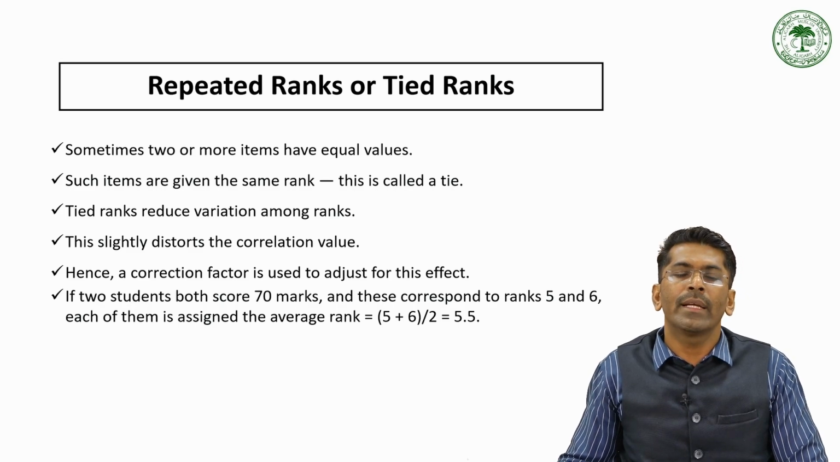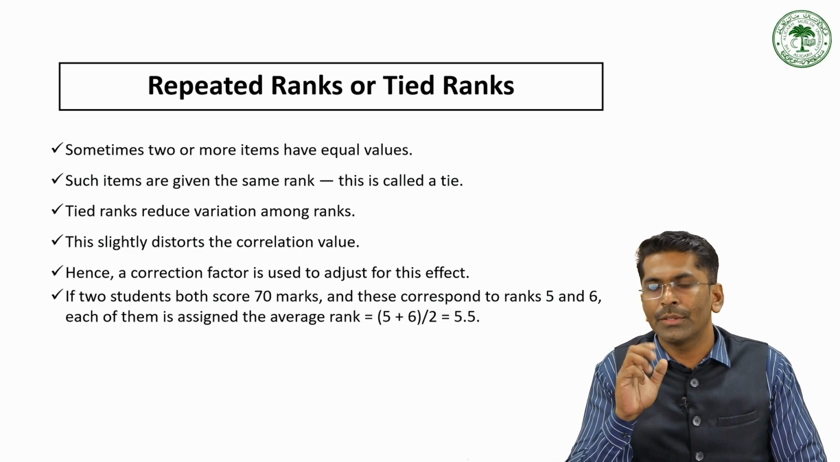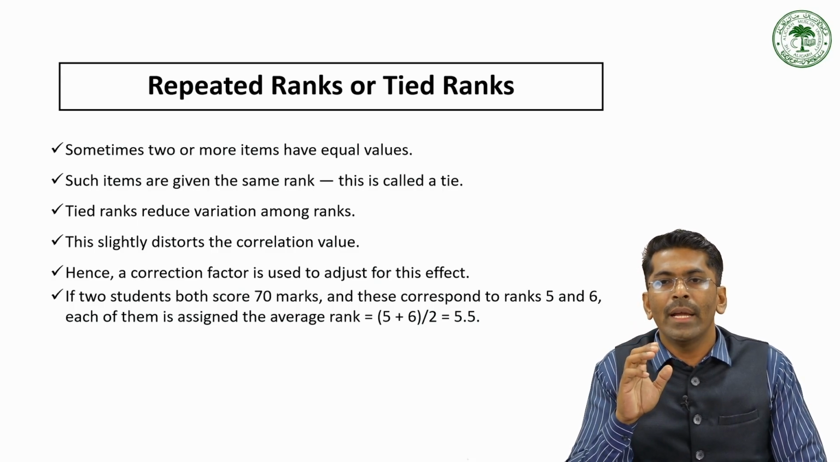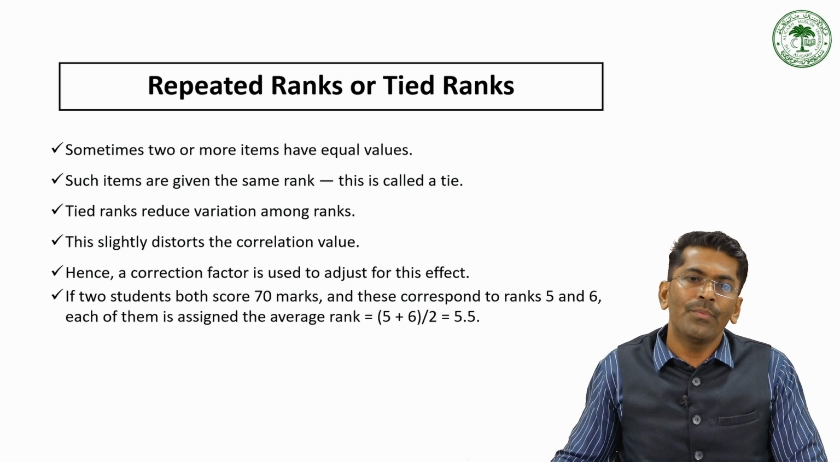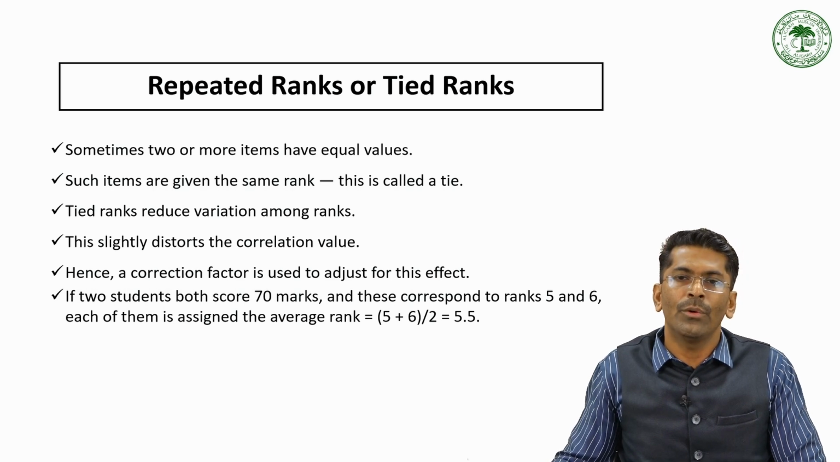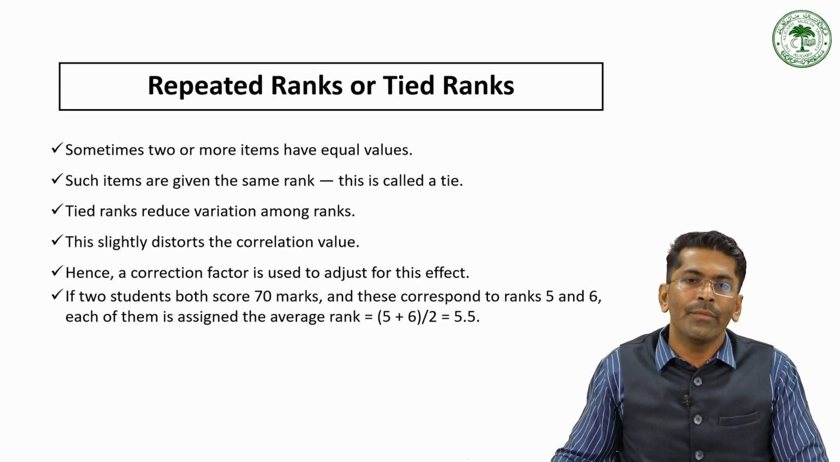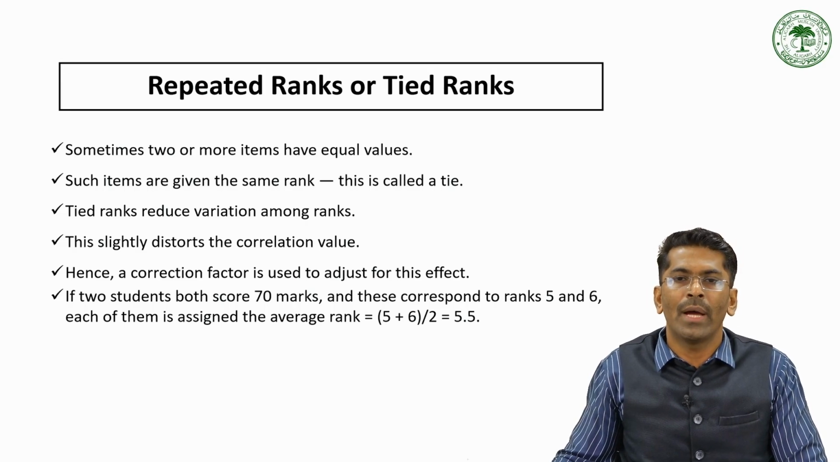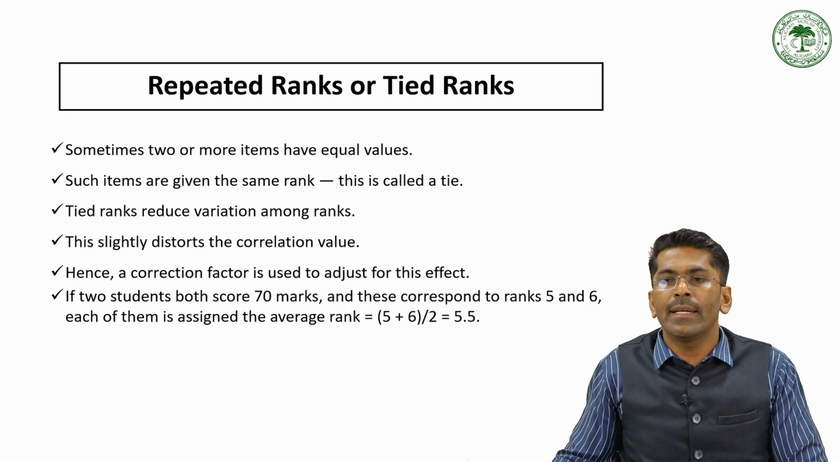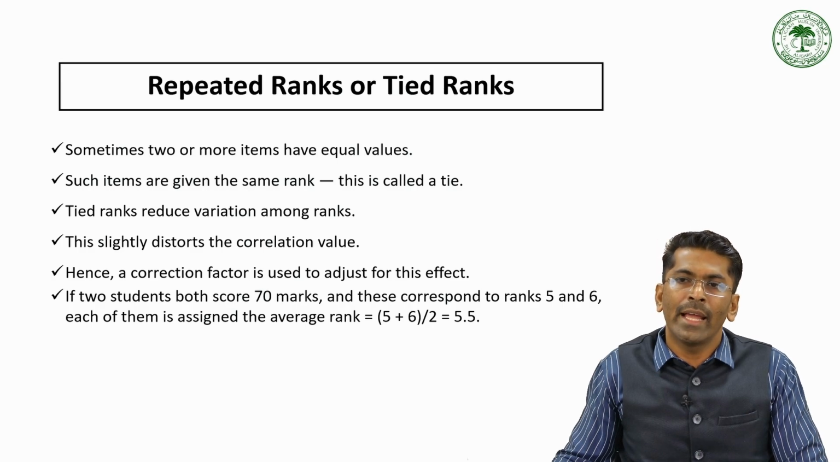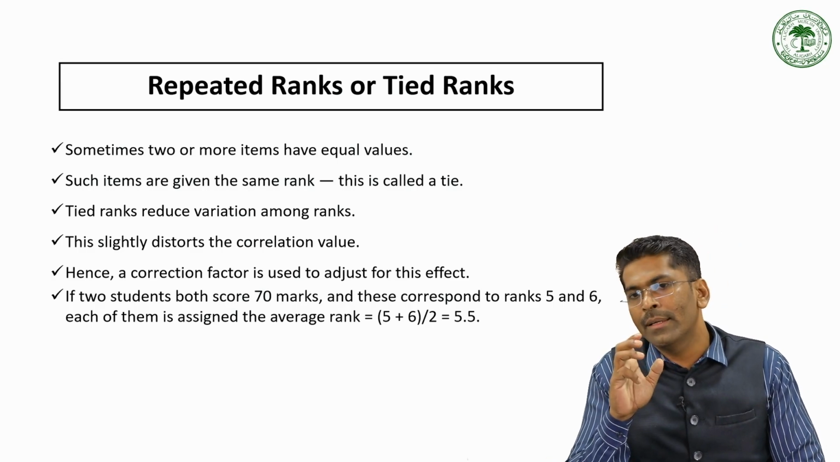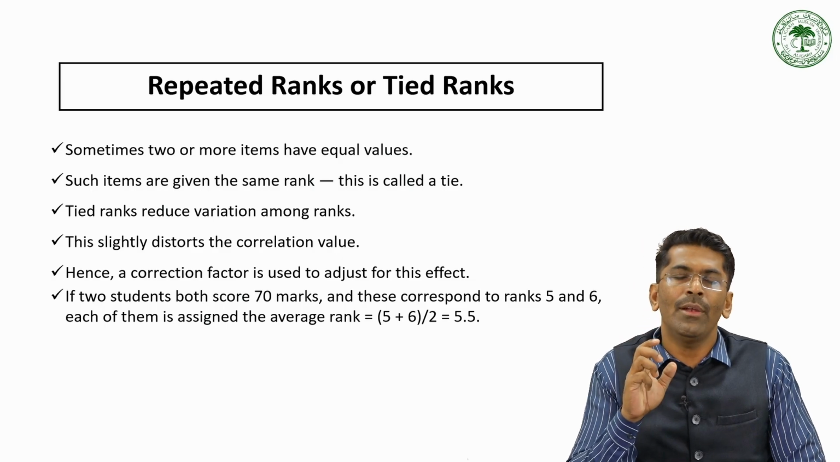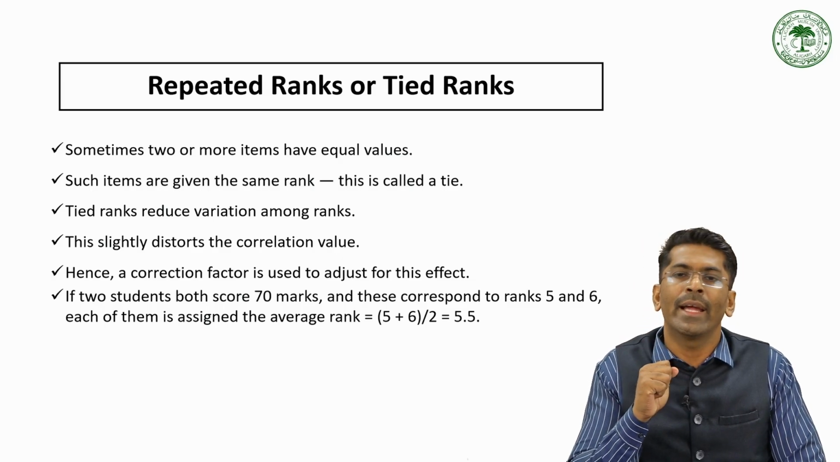In that particular case, it will distort the correlation coefficient. So what we are going to do is calculate the average value, that is 5 plus 6 divided by 2, which is 5.5. So for both candidates, we will give the value of 5.5. Whenever your data set includes this type of tied ranks, apply the correction factor to get an accurate value for the Spearman rank correlation.